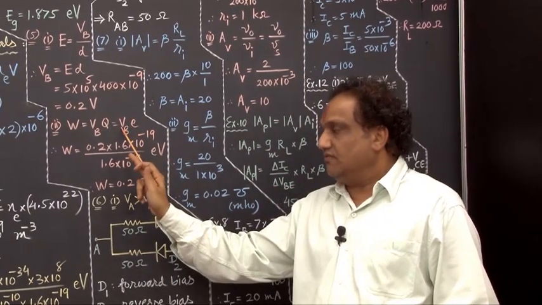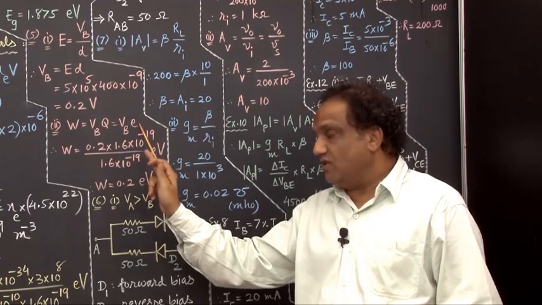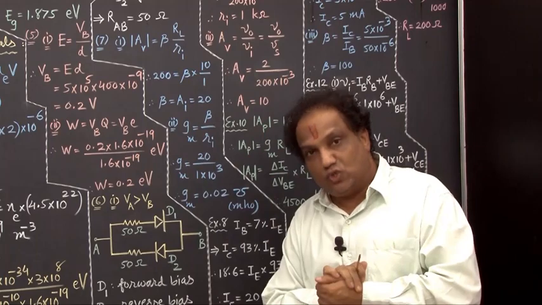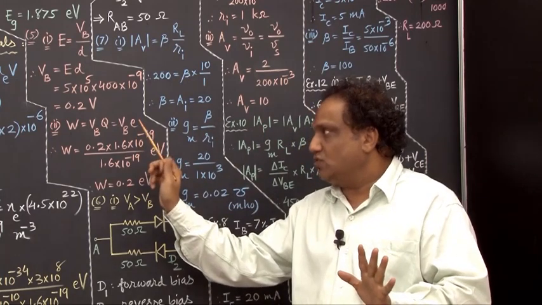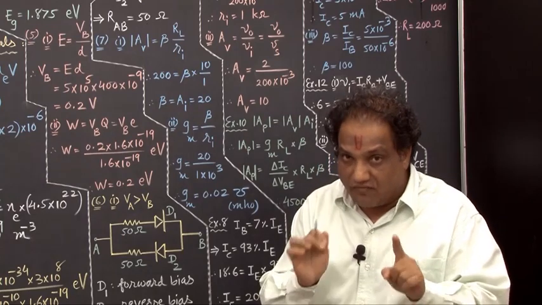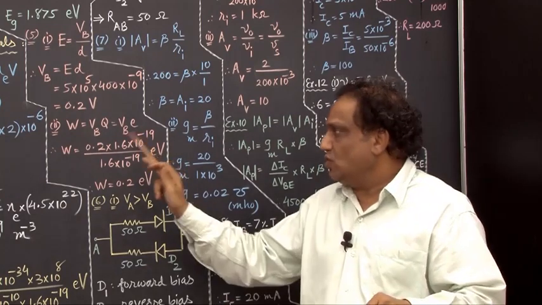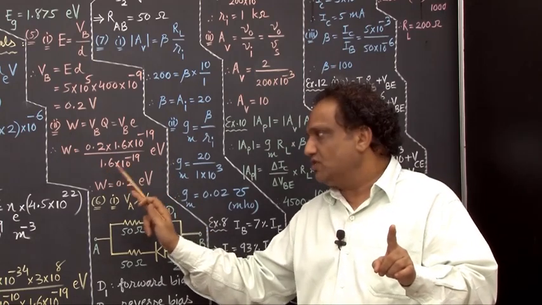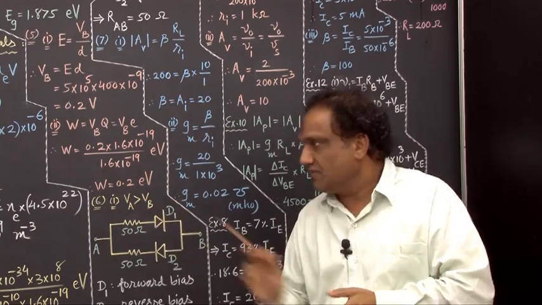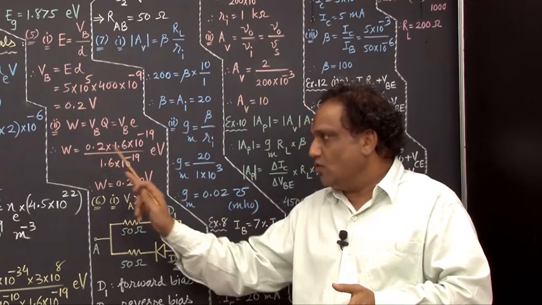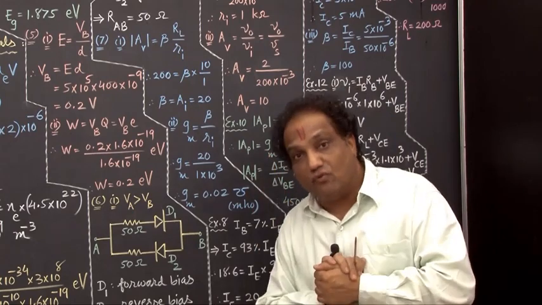When you write this value in volt and this value in coulomb, then volt into coulomb will give you joule. I mean to say, when you place these two values in SI unit, you will get work done in joule. But if you require work done in electron volt, then you should convert joule to electron volt by dividing with a factor 1.6 into 10 minus 19. Correct? Simplify, these two values are equal, so they will get cancelled, giving you 0.2 electron volt.